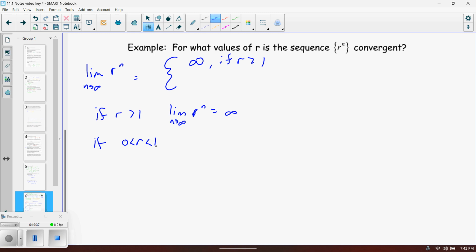Eventually, it will approach 0. Because remember, think about 0.7. That really means 7/10. So the denominator is going to grow faster than the numerator as we start to multiply. It's going to start to approach 0.